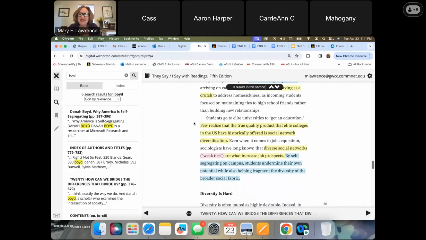So then, bringing it to this conclusion, she says students go to elite universities to, quote, get an education. Few realize that the true quality product that elite colleges, and I would say any college really, in the United States have historically offered is social network diversification. That idea of being able to communicate with all different people from, in some cases, all over the world.